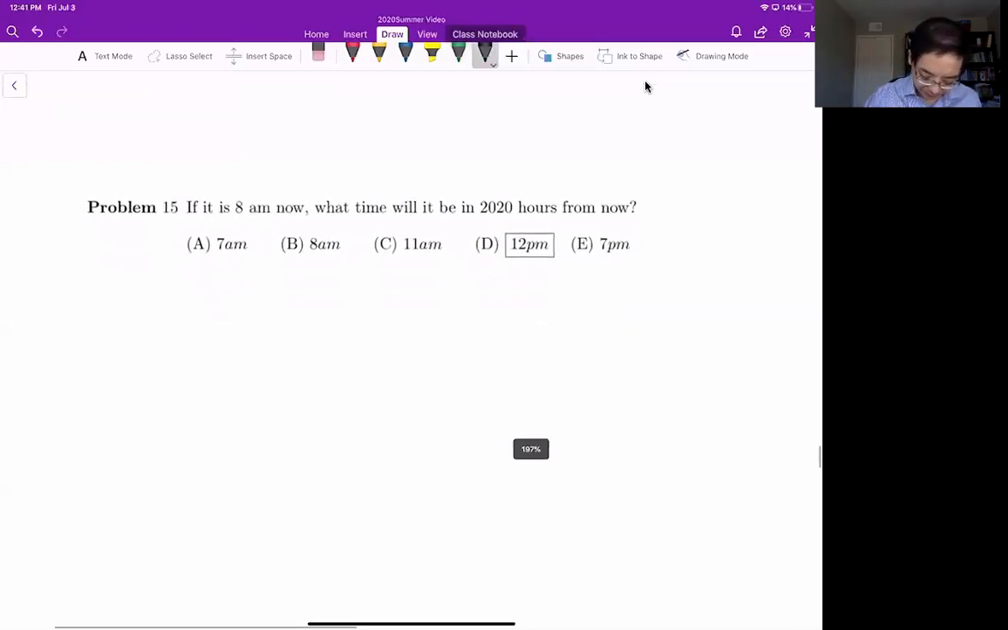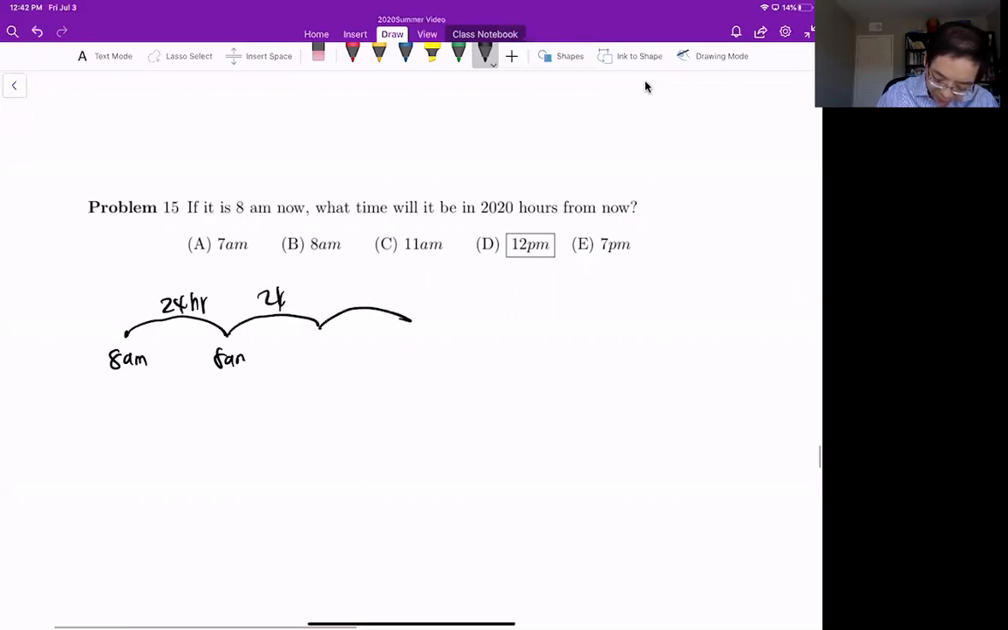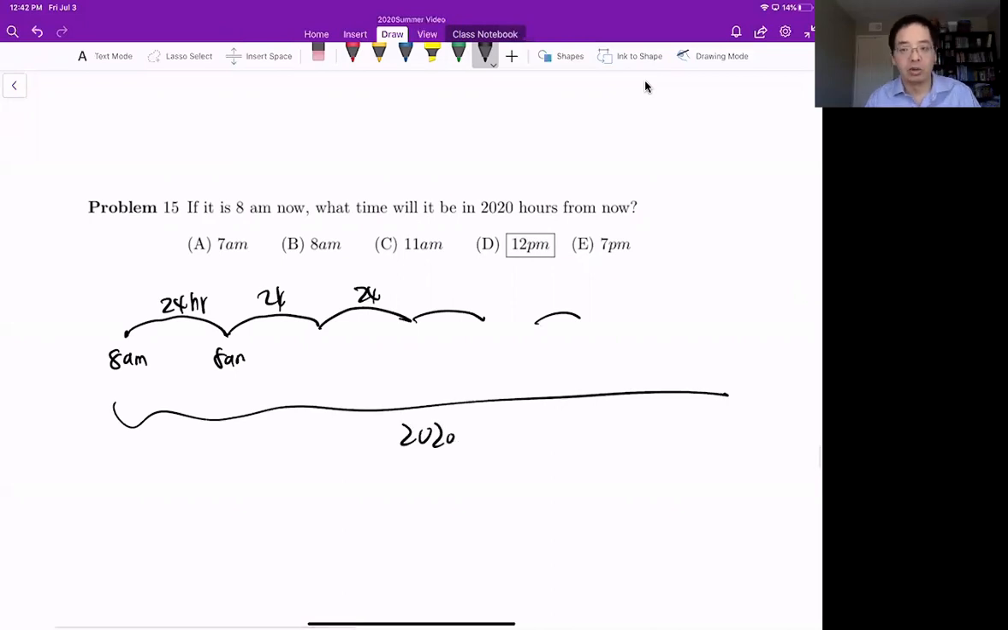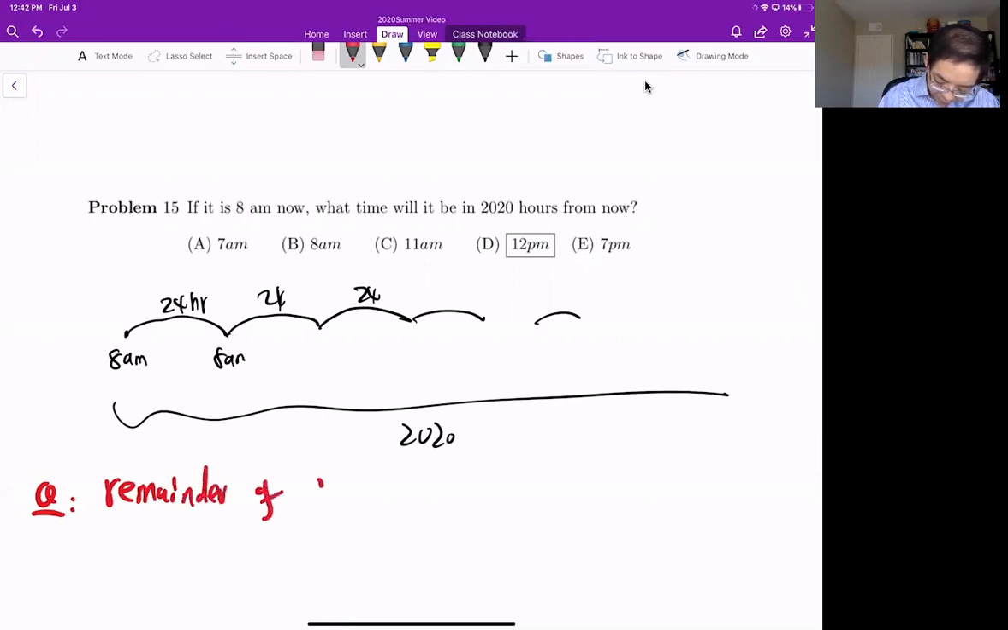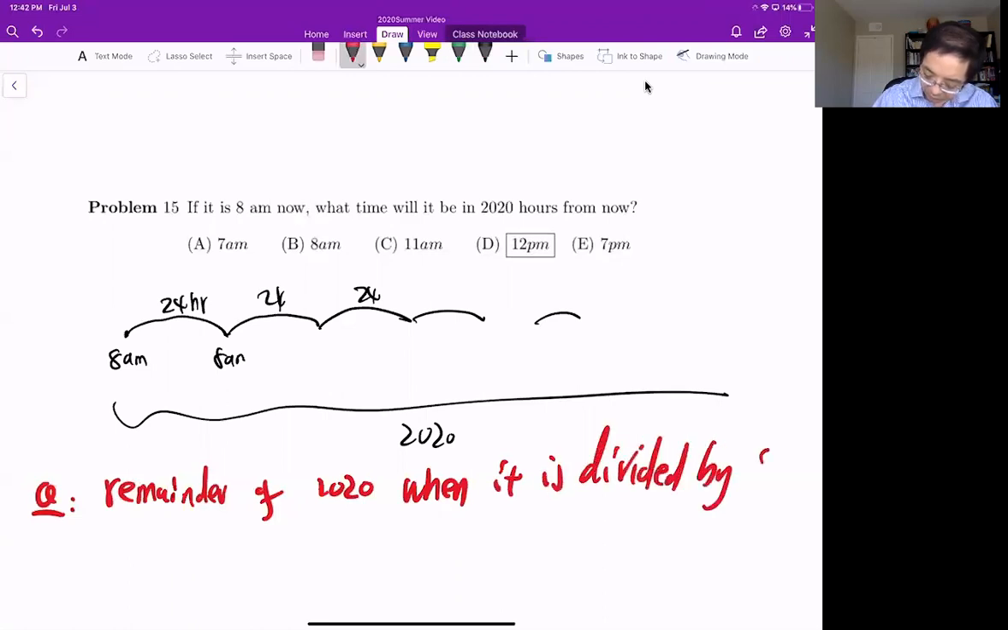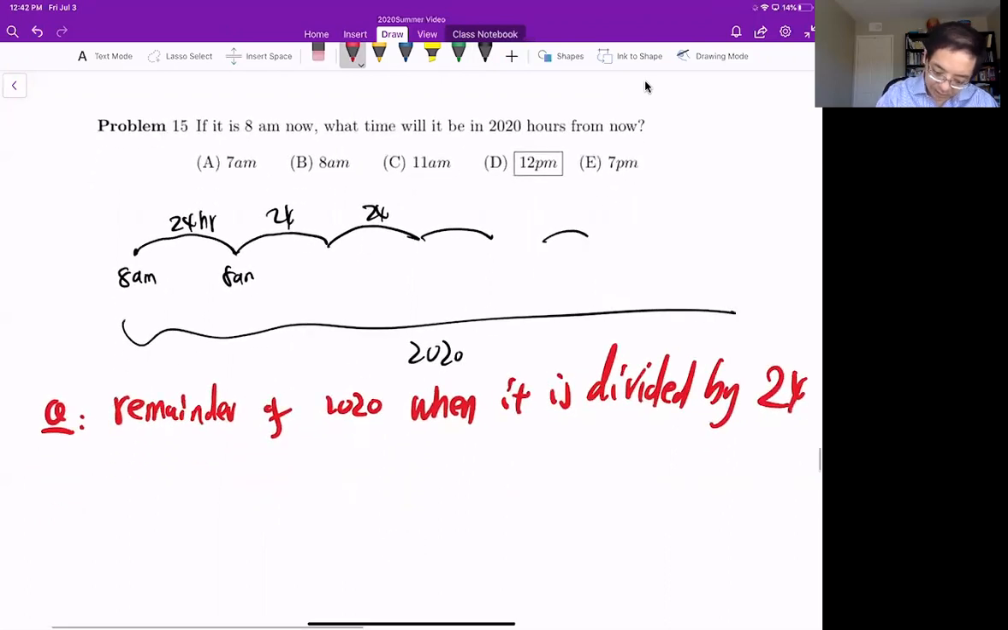Okay, so we start from here. This is 8 a.m., and after 24 hours, it's another 8 a.m., right? So we have multiple 24s until in total we have 2020 hours. So what we find is basically the remainder. The question is what is the remainder of 2020 when it is divided by 24, right? Okay, let's calculate this.